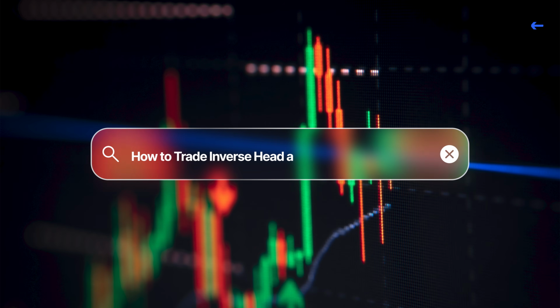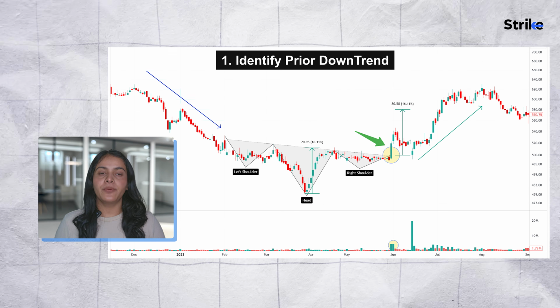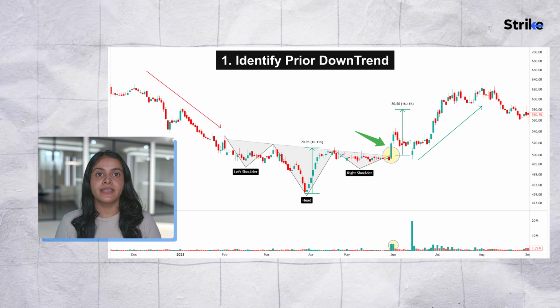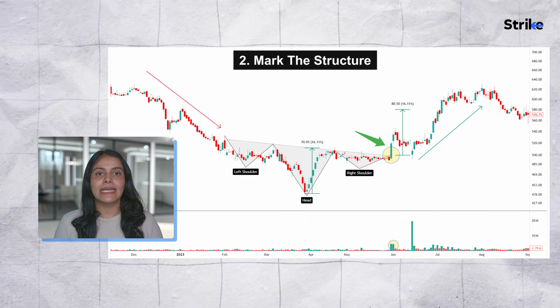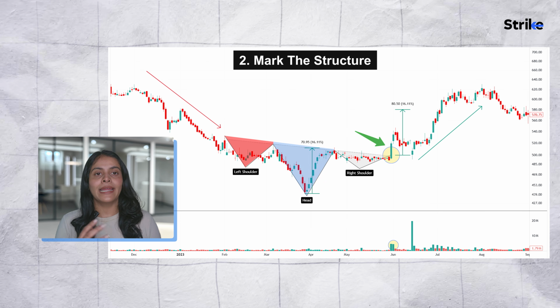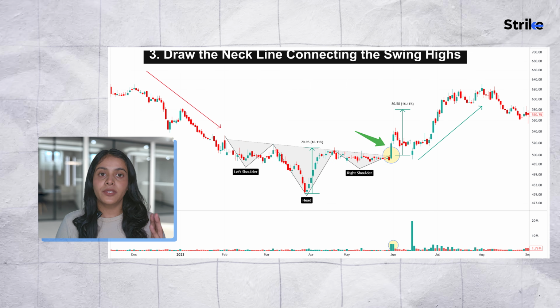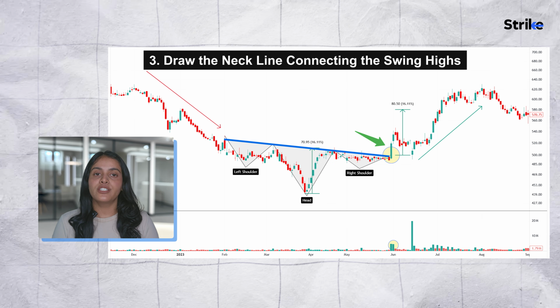How to trade inverse head and shoulders? Step 1. Identify the prior downtrend. The pattern works best after a clean bearish trend. Step 2. Mark the structure, then identify the left shoulder, head, and the right shoulder. Step 3. Draw the neckline connecting the swing highs.